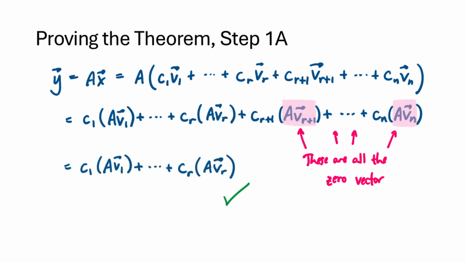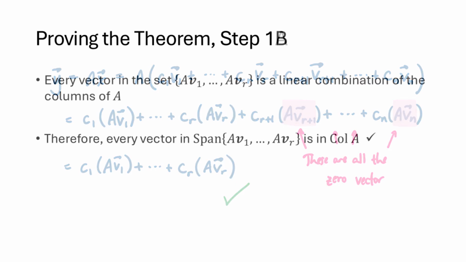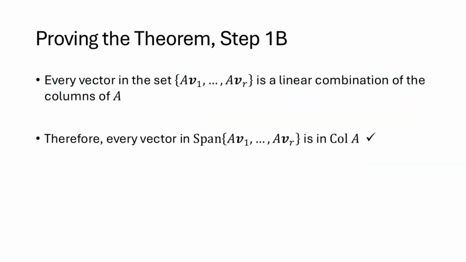And that lets us write y as a linear combination of Av1 through Avr, which shows that y is in the span of those vectors, which is what we were trying to prove in this step. Now going the other way, every vector in the set Av1 through Avr is a linear combination of the columns of A because they all look like A times a vector. And that means that every vector that is a linear combination of those vectors must also be in the column space of A. So that shows that the set Av1 through Avr is a spanning set for Col A.